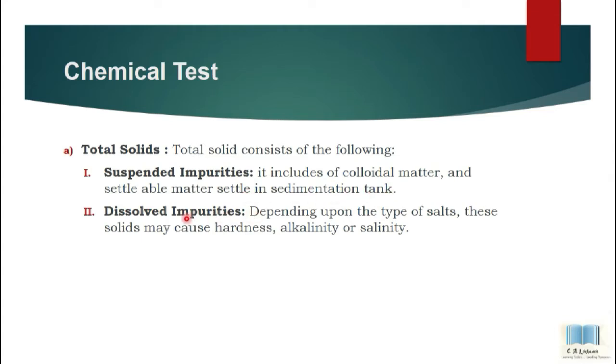And the second is dissolved impurities. Depending upon the type of salts, these solids may cause hardness, alkalinity or salinity. Suspended impurities means the particles which settle down due to their own weight under the effect of gravity. Dissolved impurities are the impurities which are not visible to the eyes as they are dissolved in water, for example salt. So these are the two impurities that are present in water.